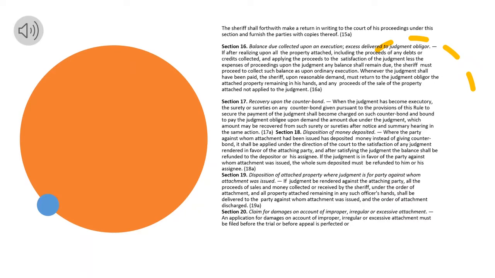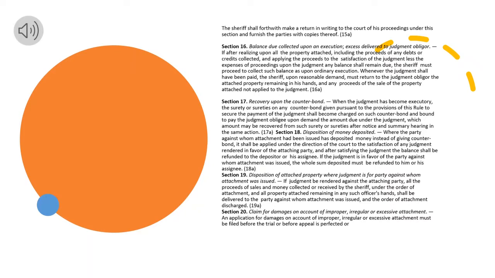16a. Section 17. Recovery upon the counterbond. When the judgment has become executory, the surety or sureties on any counterbond given pursuant to the provisions of this rule to secure the payment of the judgment shall become charged on such counterbond and bound to pay the judgment obligee upon demand the amount due under the judgment, which amount may be recovered from such surety or sureties after notice and summary hearing in the same action.